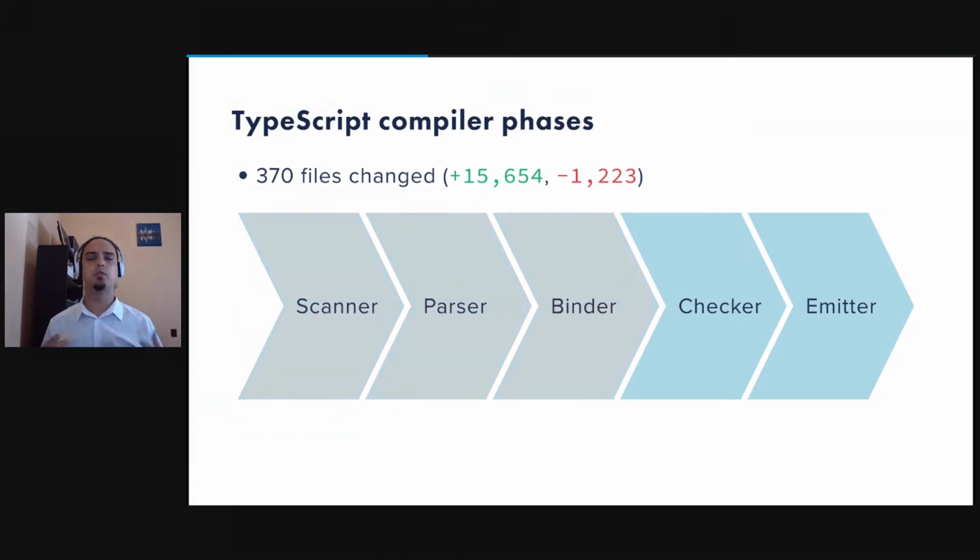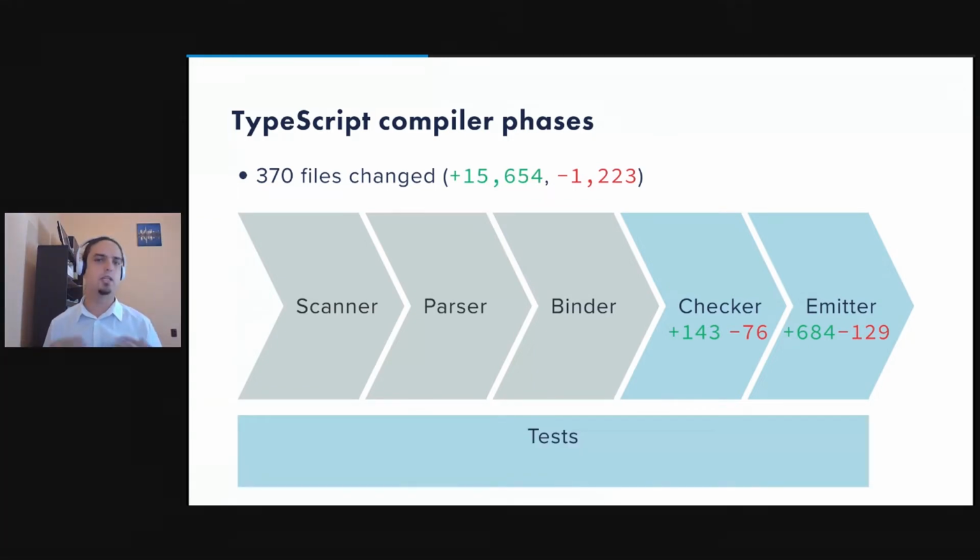Now, we didn't actually have to do any changes in the first 3 parts of the compiler, mostly because the changes that we needed were already there from the implementation of private fields. We did make some changes in the checker and some changes in the emitter. And you might notice that the numbers don't really add up. The reason is that most of the rest of the code is actually in tests. This was a pretty big feature. Lots of new types of members were added, and we wanted to make sure that everything works as expected.